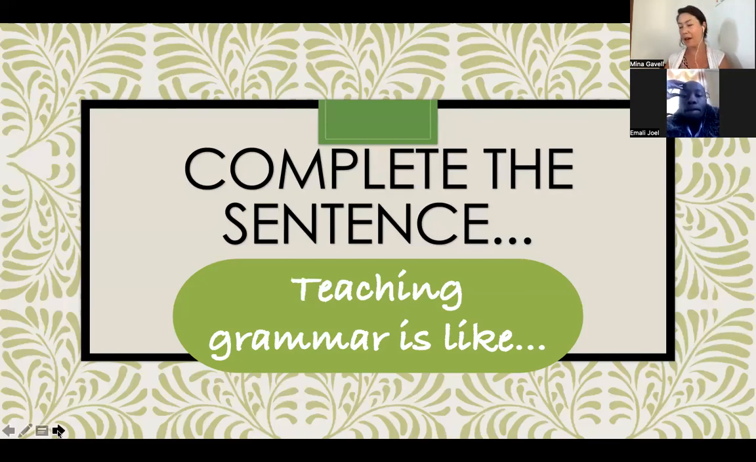I will say my approach to teaching grammar has changed over the years. When I first began teaching, it was, I would say, a more serious and very analytical approach. And teaching grammar was almost like teaching math, a lot of formulas and things like that. But as I developed as a teacher and learned more about language acquisition and learning, my approach changed a bit.